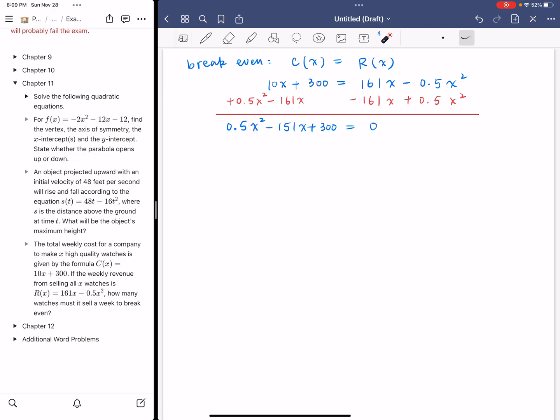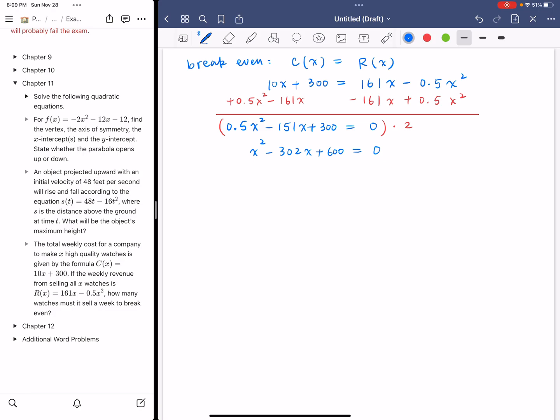How do we avoid that decimal? Well, some of you might think that we could multiply everything by 10. Yes, you could do that. But I can also just multiply everything by 2, because 0.5 times 2 is 1, which is actually better than multiplying everything by 10. So if I multiply everything by 2, I will get 1x squared minus 302x plus 600 equals 0. So this is a quadratic equation that we can solve by factoring, the quadratic formula, or completing the square.